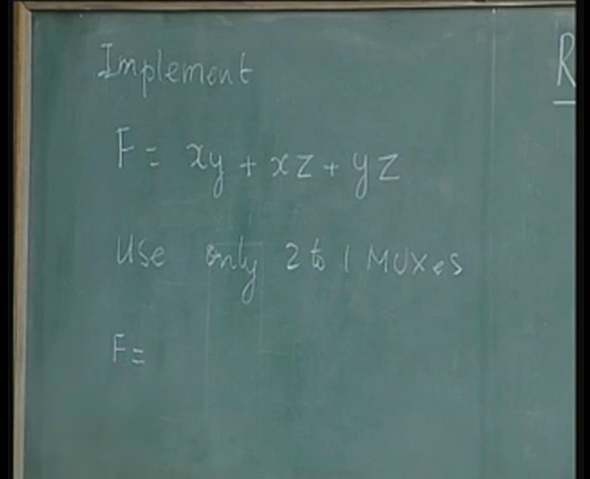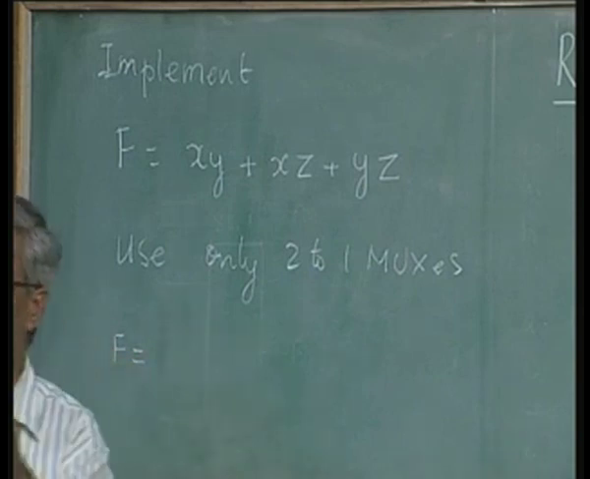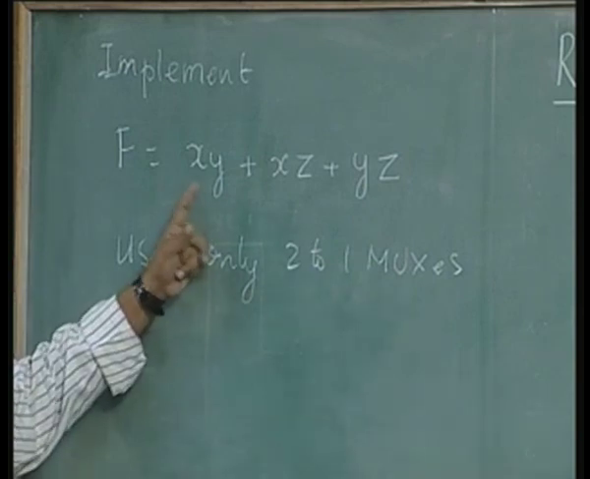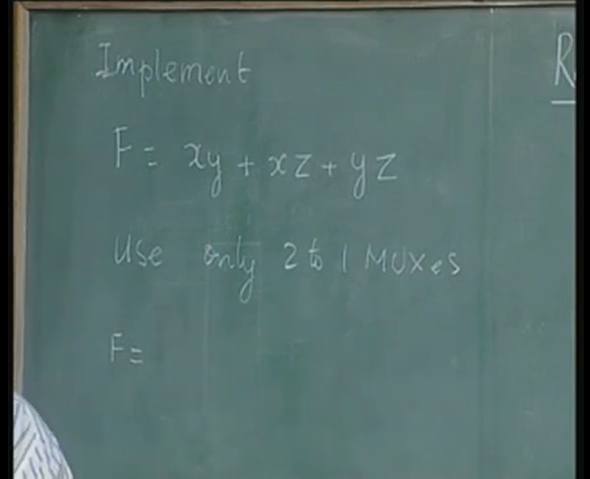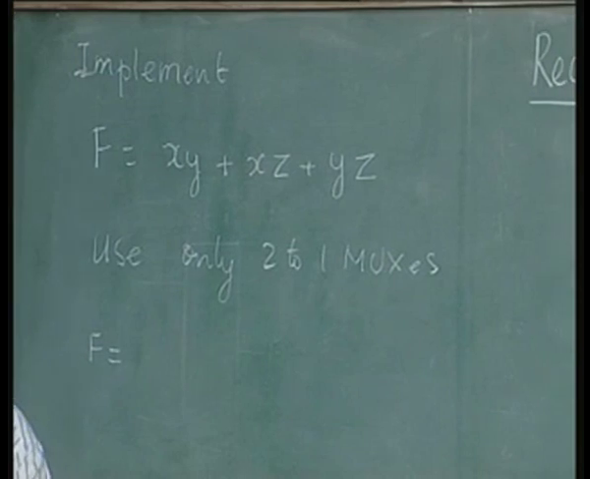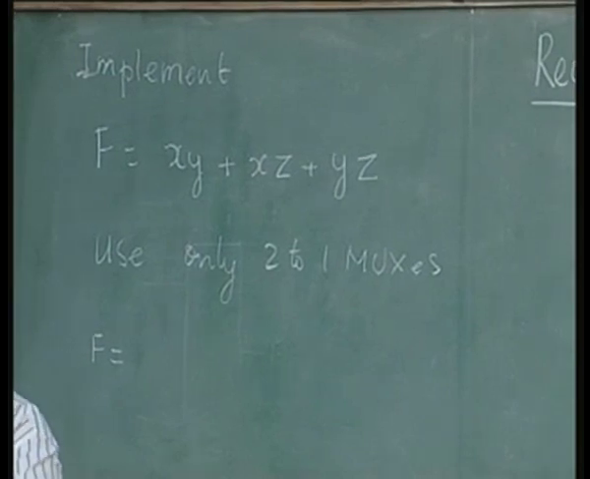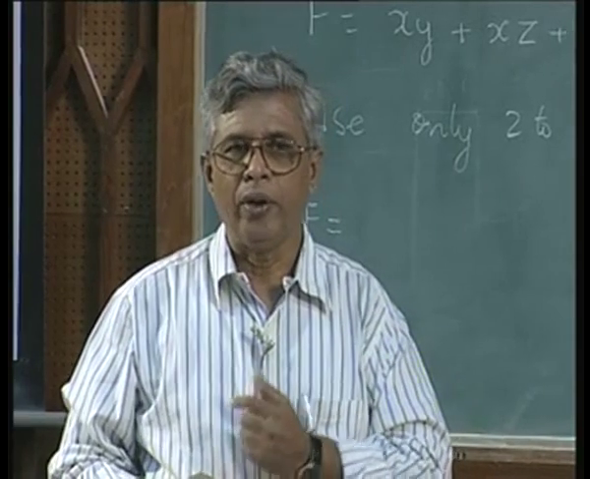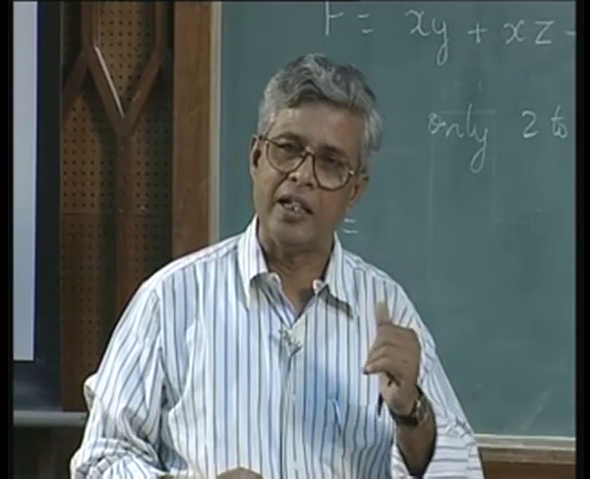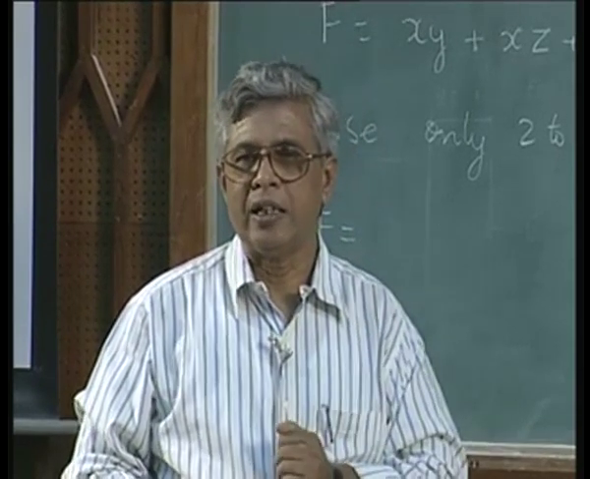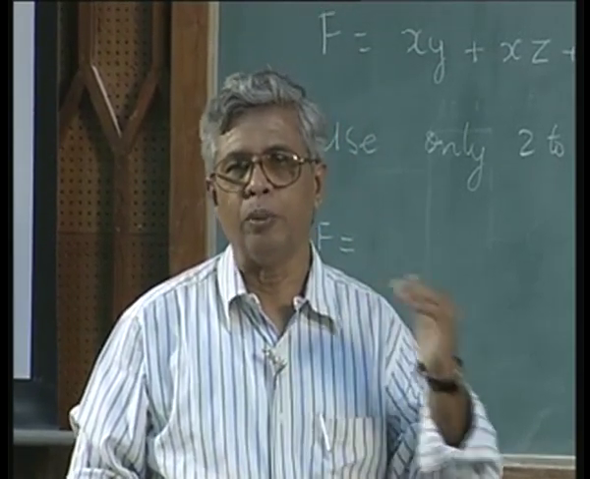I am going to select a 2 to 1 multiplexer, which means there can only be one selector variable. There are 3 variables x, y, z. So I can have x, y or z as the selector variable in each case, and one of these variables can also be an input variable. I will have to use one variable in the first stage, another variable in the second stage, and the third variable would be the input variable.